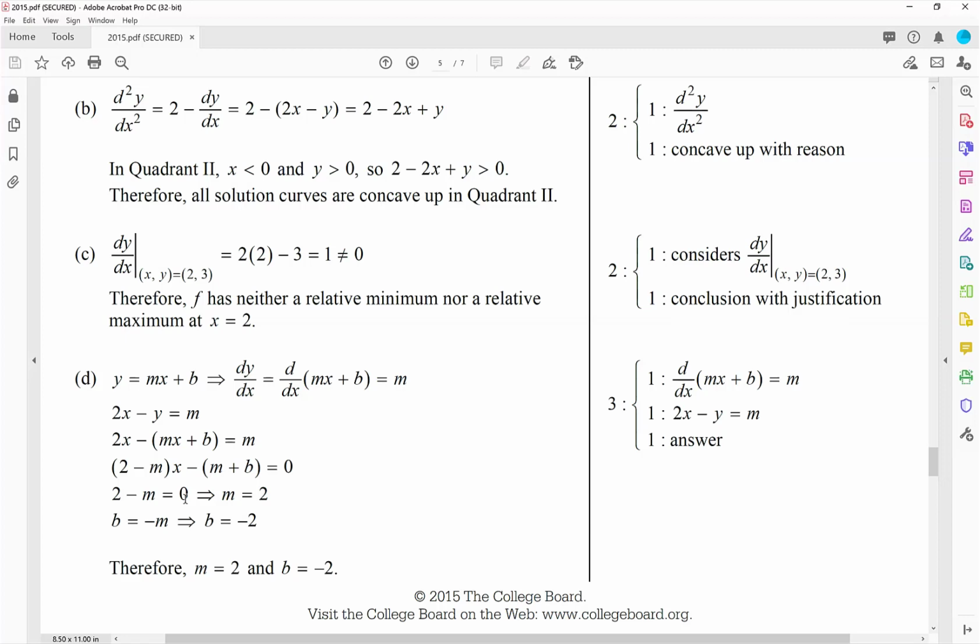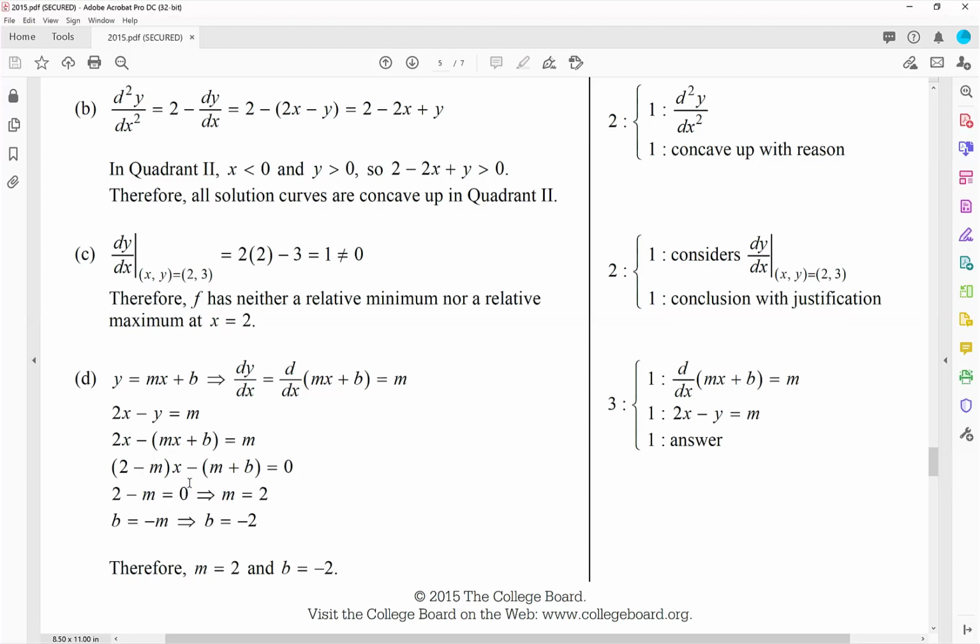I would have never done it this way. They told me that 2 minus m equals 0, so m equals 2. I want to know why. How do we know that 2 minus m has to equal 0? Because I do not see it from this line here. I don't see it from that line. And then from there, oh, I'm sorry, go ahead.